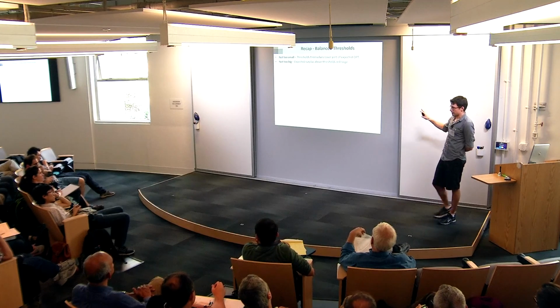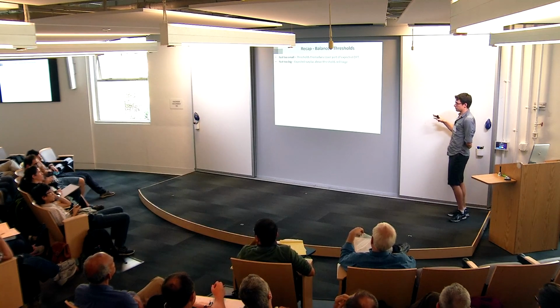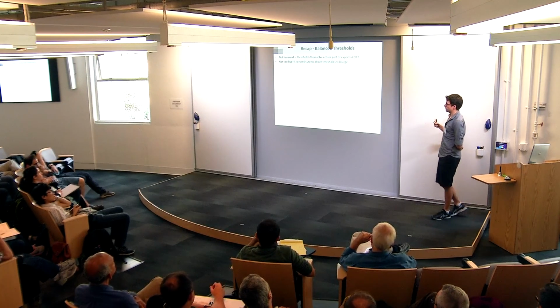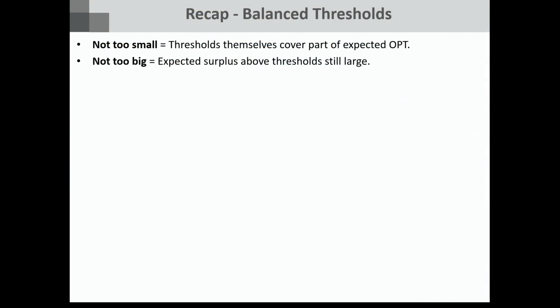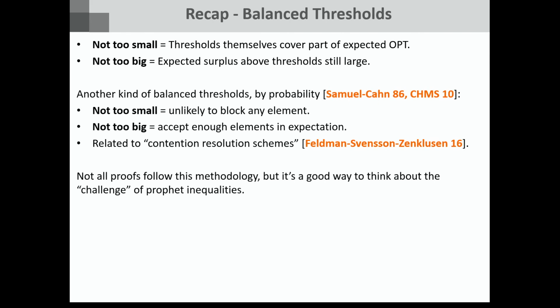Okay, that's the end of everything technical. Let's recap what we saw in the whole talk. I tried to hammer in this concept of balanced thresholds. The main idea was that the thresholds should not be too small, so that the thresholds themselves cover some fraction of opt, but also not too big, so that the expected surplus beyond the thresholds is also large.